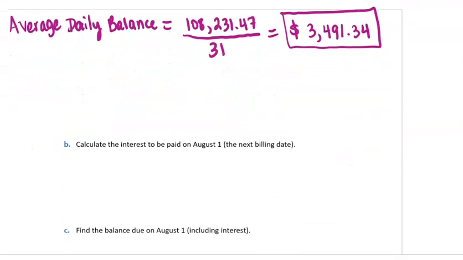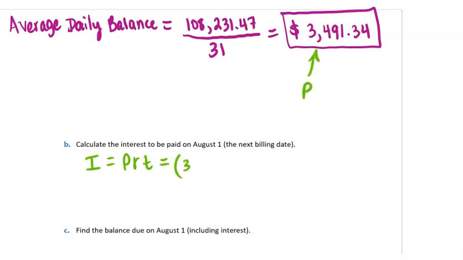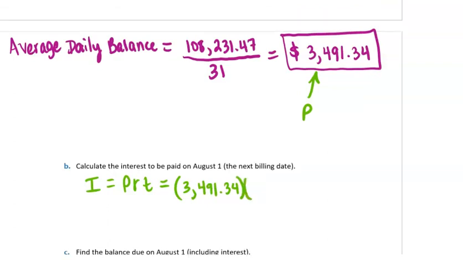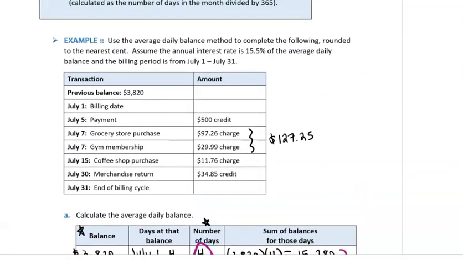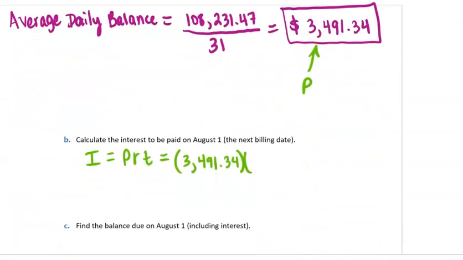Okay, in part B, we will calculate the interest to be paid on August 1st, the next billing cycle. So to calculate the interest or the finance charge, we will use the simple interest formula, I equals PRT. P is the average daily balance that we just calculated. So $3,491.34. R is the interest rate stated in the problem, the annual rate, so that's 15.5%. We will represent that as a decimal, so 0.155.